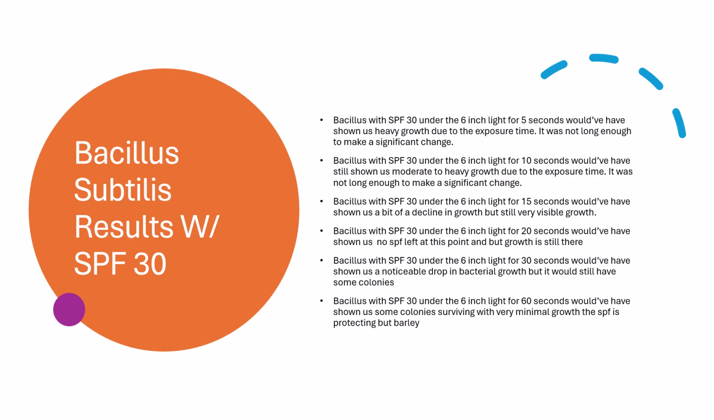We see the same trend for 10 seconds just because we only increased it 5 seconds. You have to think that's not very long at all. So it still showed us moderate to heavy growth. And then with Bacillus with SPF 30 under the 6-inch light for 15 seconds, we would have seen a tad bit of declining growth, but still very visible.